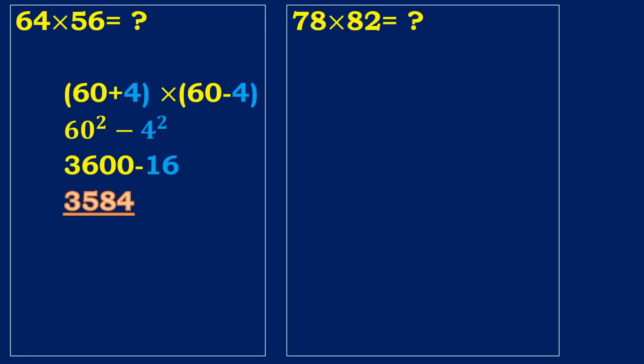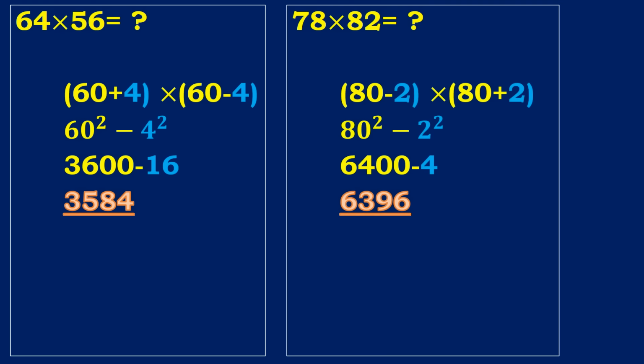Let us look at another example, 78 into 82. Here, 78 can be taken as 80 minus 2, and 82 can be taken as 80 plus 2. So, 80 minus 2 into 80 plus 2 becomes 80 square minus 2 square. 80 square is 6,400, and 2 square is 4. 6,400 minus 4 will be 6,396, which is the final answer.